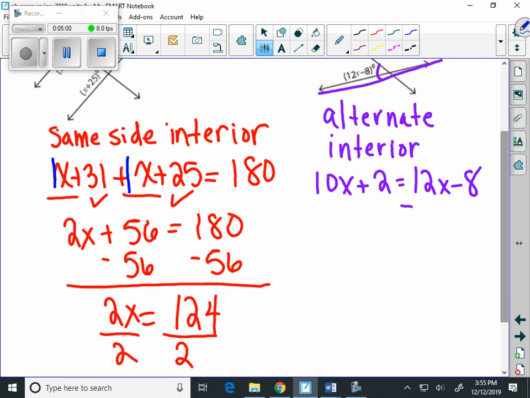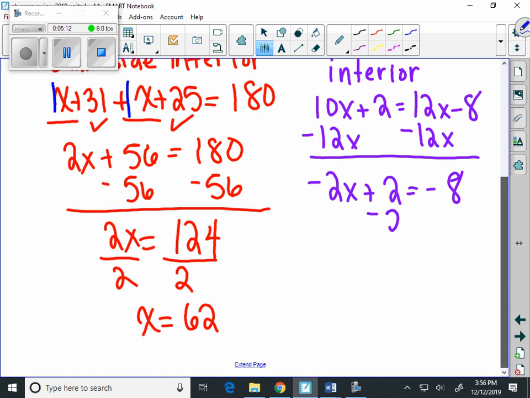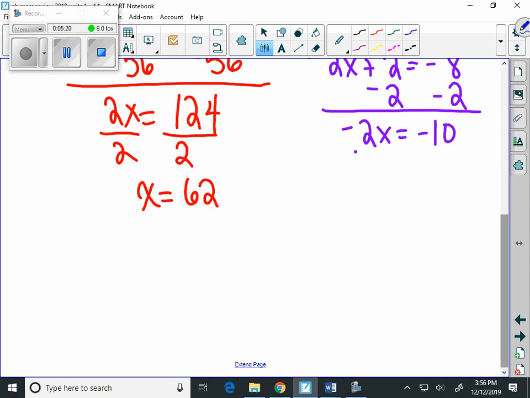Solve this the way your Algebra 1 teacher taught you. I like to move my letter to the left. We're going to subtract 12x from both sides. We get negative 2x plus 2 equals negative 8. We can subtract 2 from both sides, and we get negative 2x equals negative 10. And then finally, we can divide both sides by negative 2, and x equals 5.